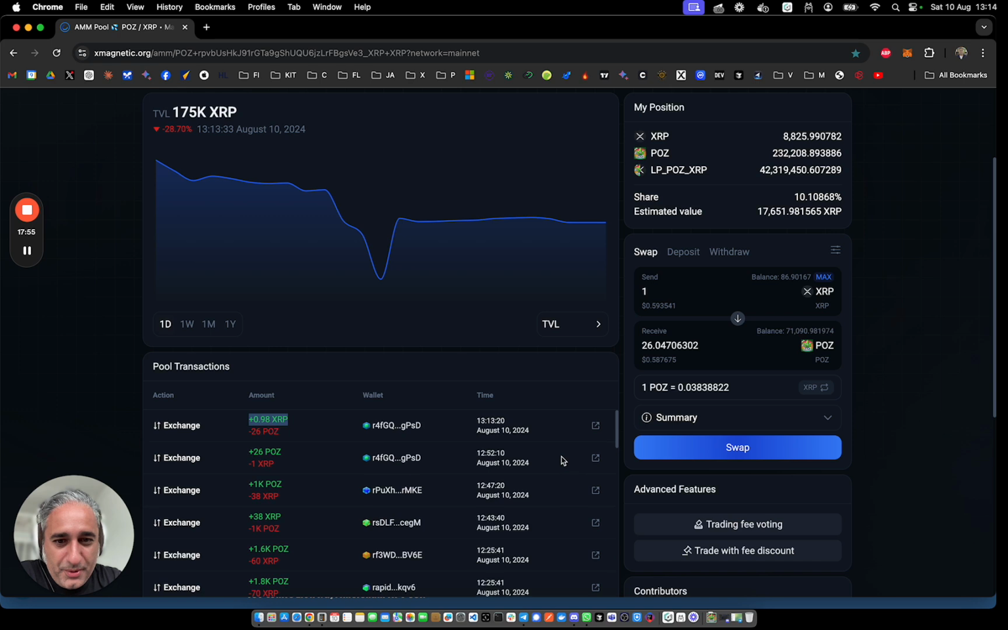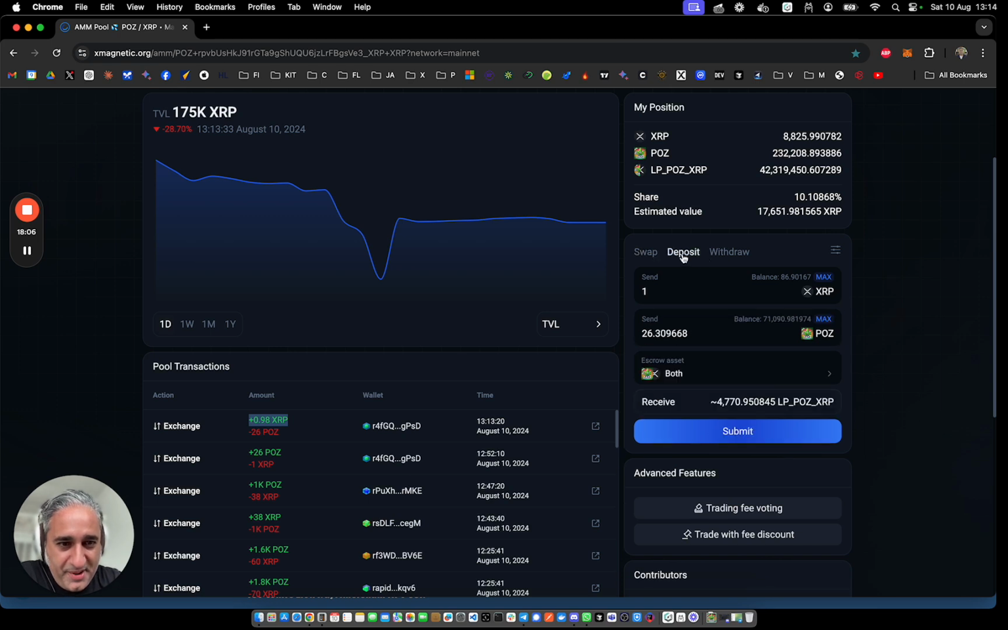Okay, so let's do a deposit. When you're swapping assets in and out, you're going to get charged the fee. When you deposit an asset, you have options. You can deposit both assets in proportion. So as we said, the exchange rate of 1 XRP is about 26 POS. So you're adding 2 XRP of total liquidity to this pool. There's no fee for doing this.